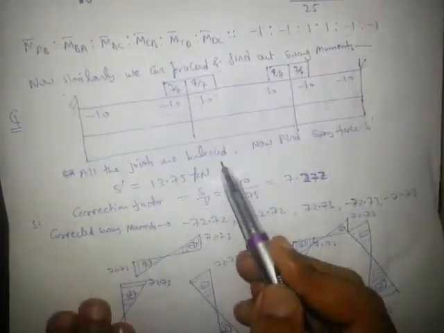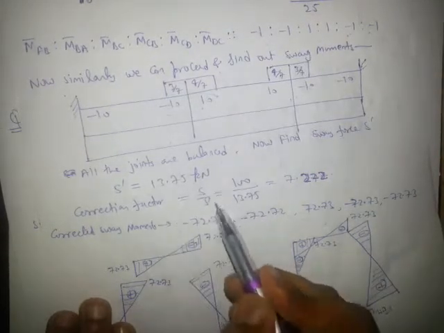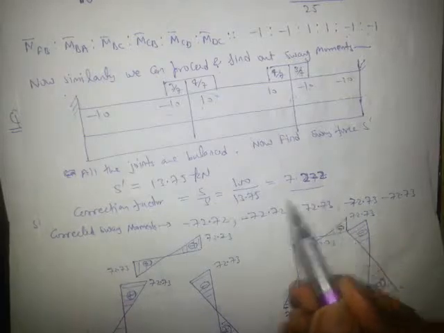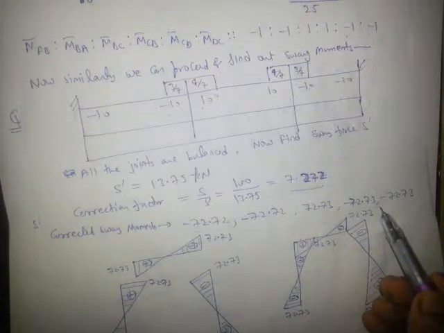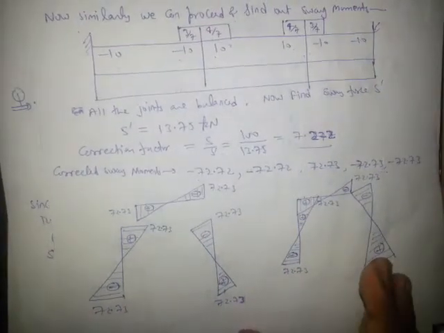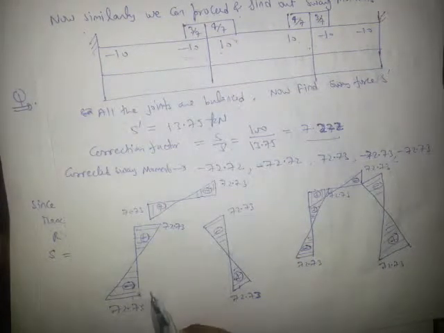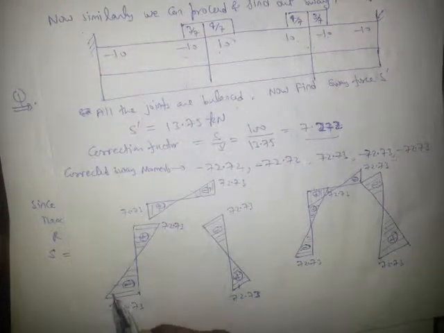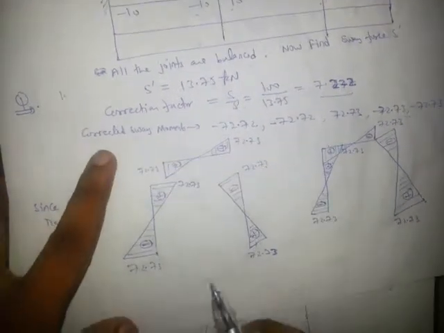So using joint equilibrium like the earlier case, we will calculate S dash, and S upon S dash will be the correction factor. Multiply, and these will be the final non-sway moments, and sway moments are 0, so these will be the final answer, right? So now we can draw. Minus means anti-clock, anti-clock means inner side, which means we float outside. So like that we can draw. Outer face is reference face.